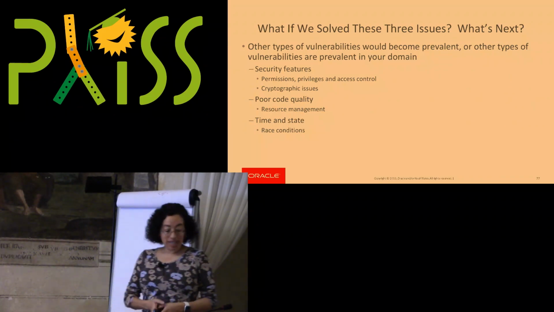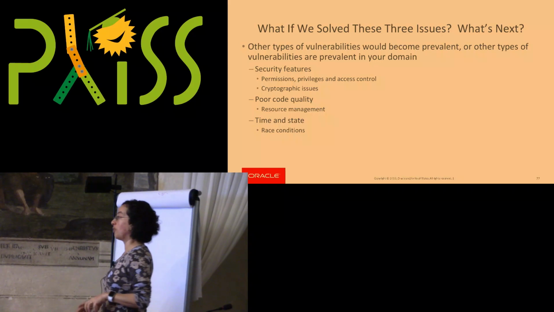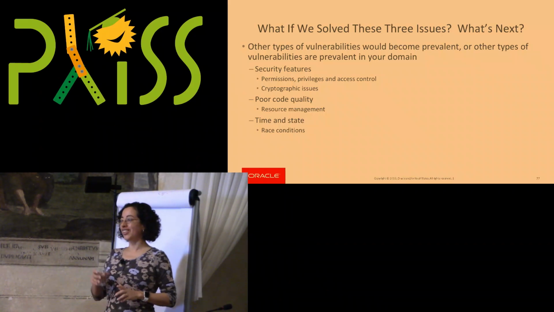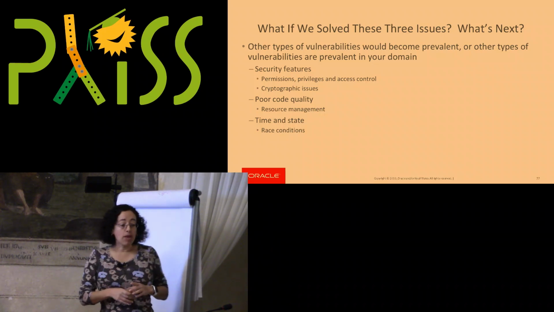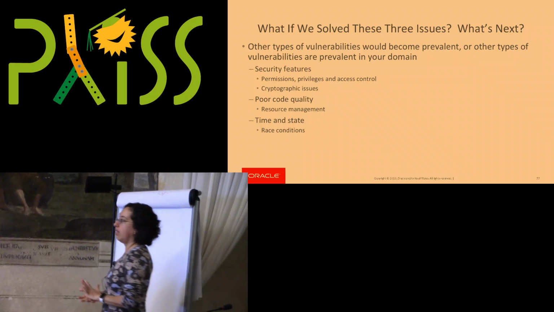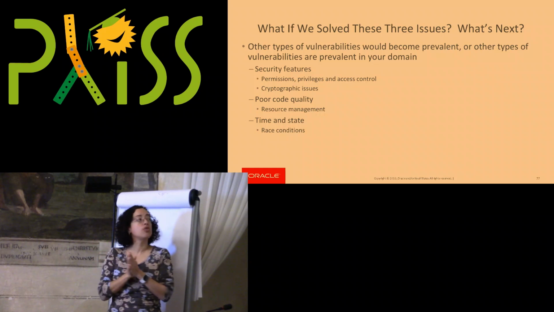And of course, like some people have said, what if we already had solutions for all of those three common types of issues? Then are we done? Of course not, right? There's a lot of other types of vulnerabilities that are happening. I just focused on the three that were the most common types of issues.